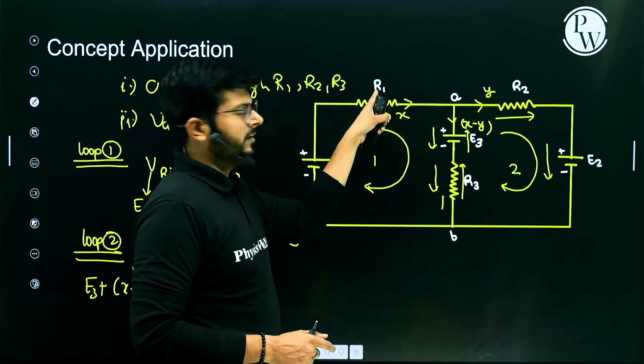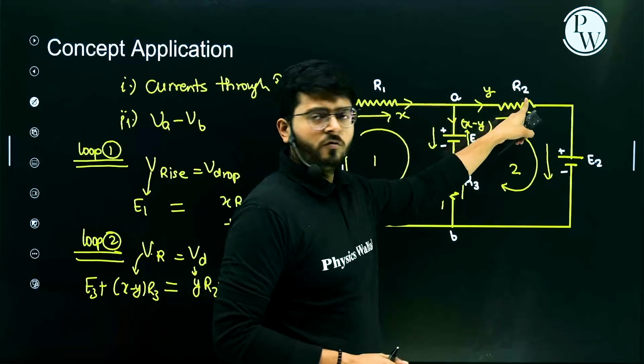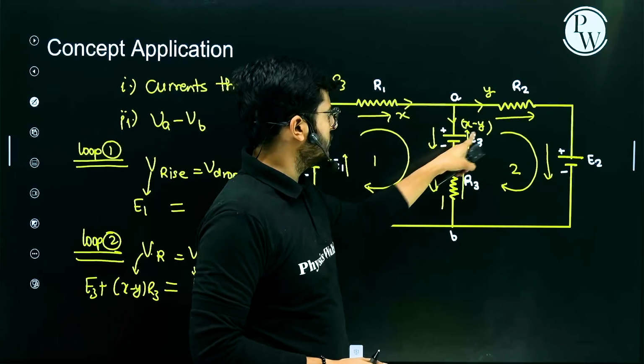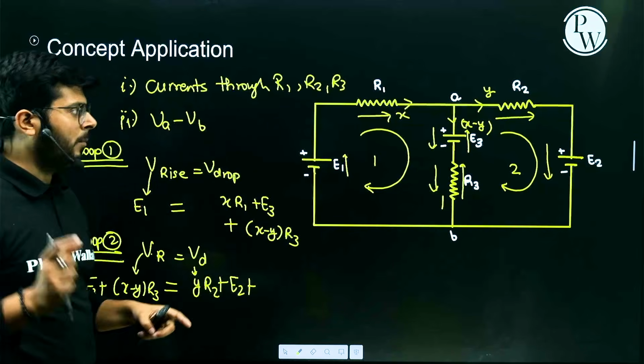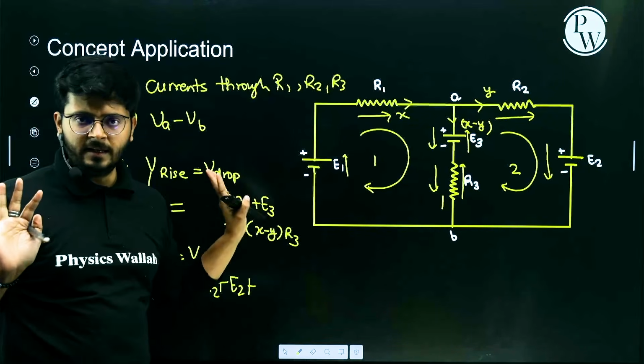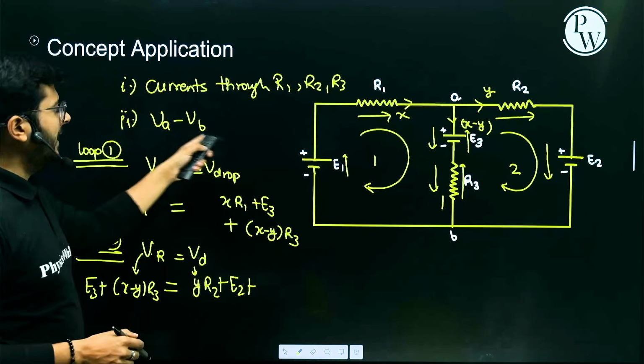X is the value of current flowing through R1, Y is the value of current flowing through R2, and X minus Y is the value of current flowing through R3. So by doing this, you have figured out how much current is flowing through R1, R2, R3. No problem with that. Now you have to find VA minus VB.